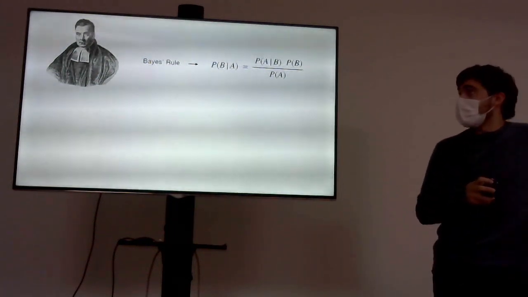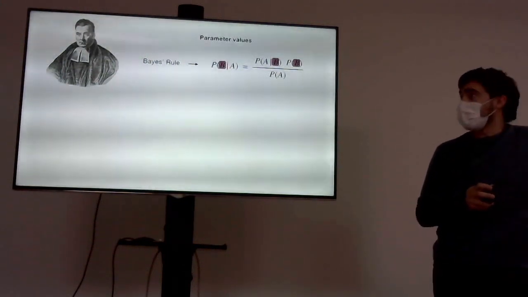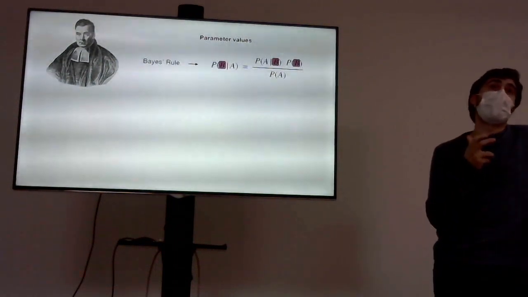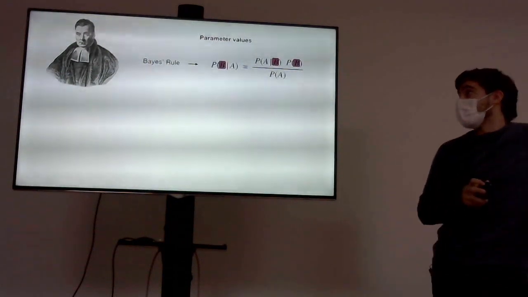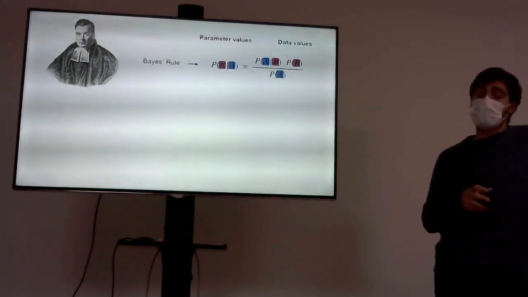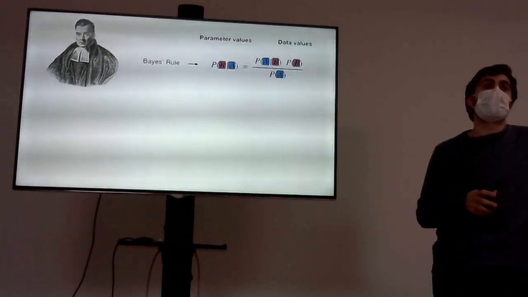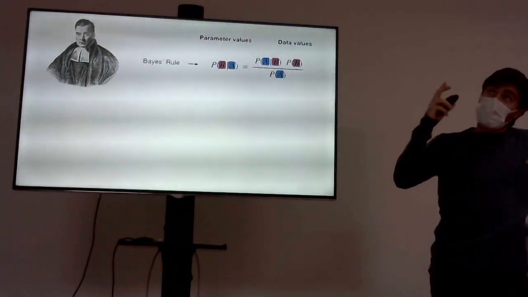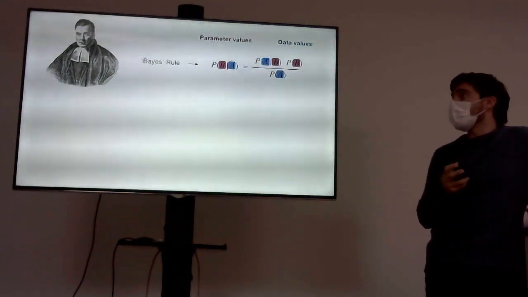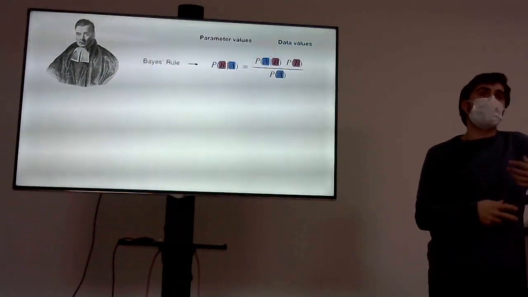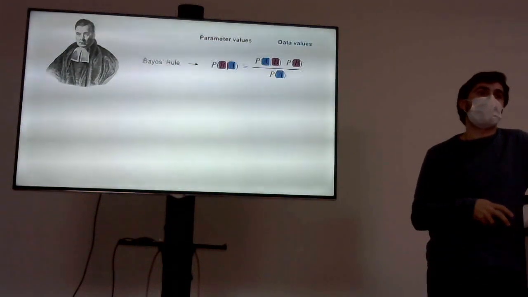And it could be quite useful if we identify event B with the parameters that define your system having certain value, and event A with the data you obtain from measuring your system having certain value. And in this framework, what Bayes' rule provides is a way to update the information you have on your system based on the measurements you are doing on it.